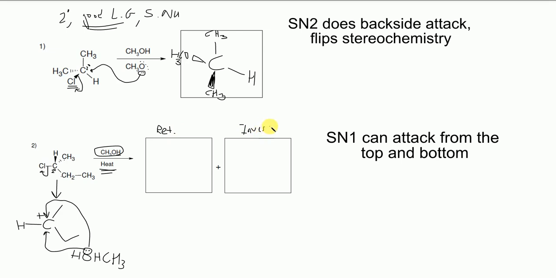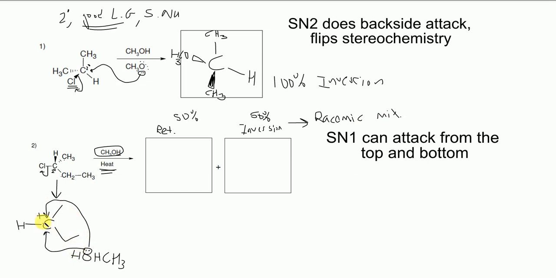In SN2, we saw that it flips the stereochemistry, and SN2 is what we have 100% inversion, okay? And then SN1 has a mix of both retention and inversion, 50% of each, okay? This 50% retention and inversion means 50% of it is going to be R, 50% of it is going to be S, and this is what produces what we call a racemic mixture, okay? So SN1 produces racemic mixtures.